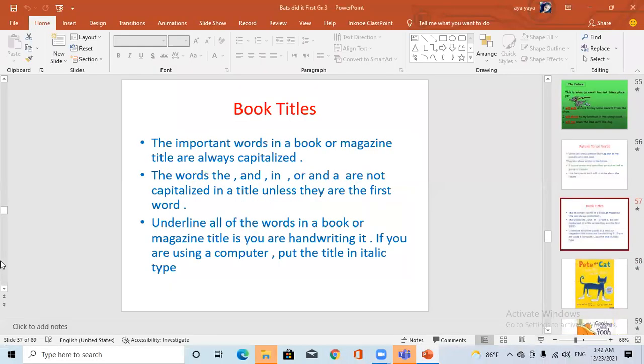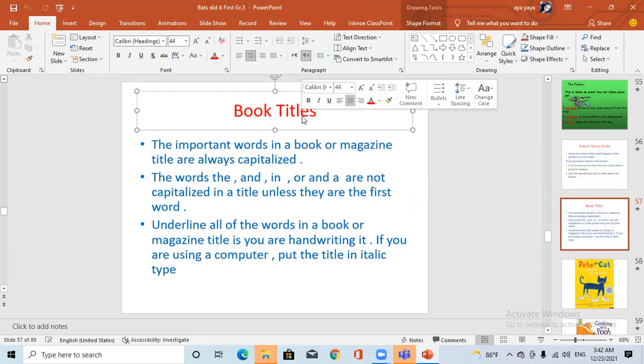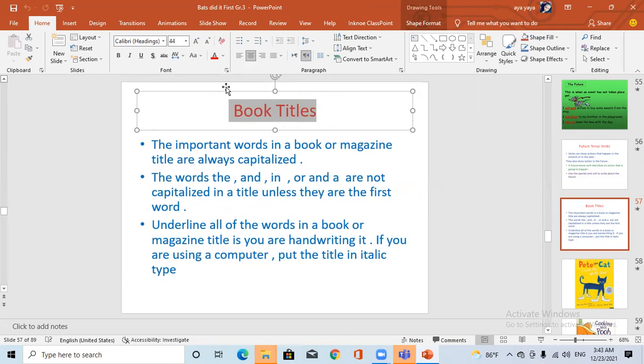What's the meaning of italic type? Look at here. Okay, this is the italic type. We should press on it. Look, this is the italic type.